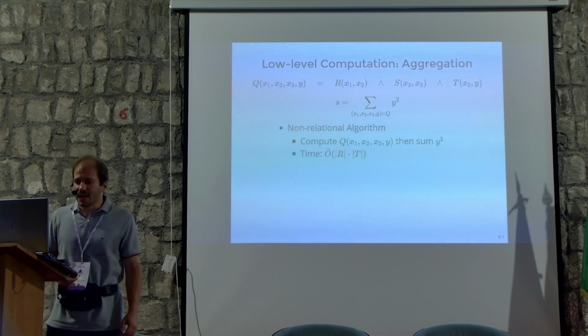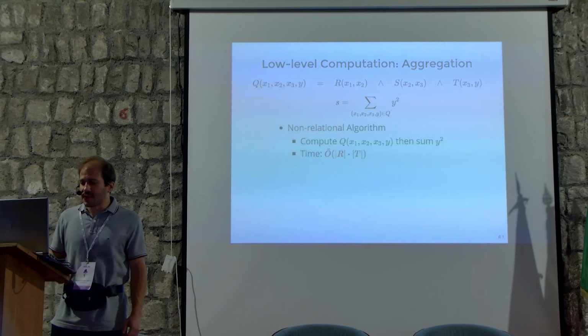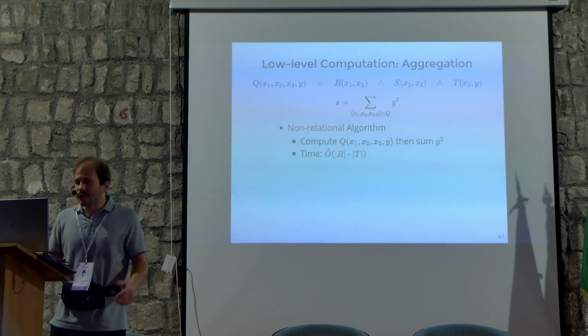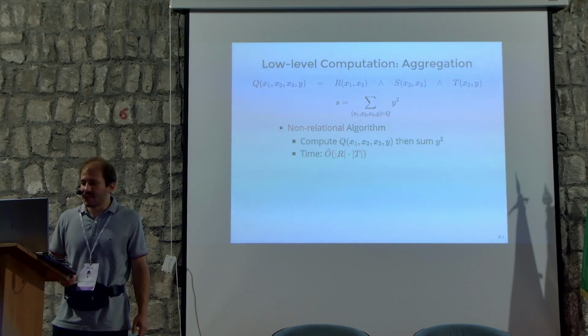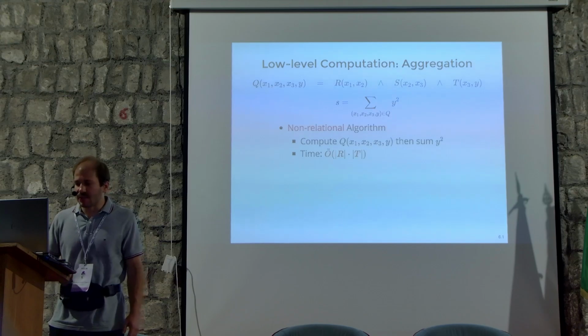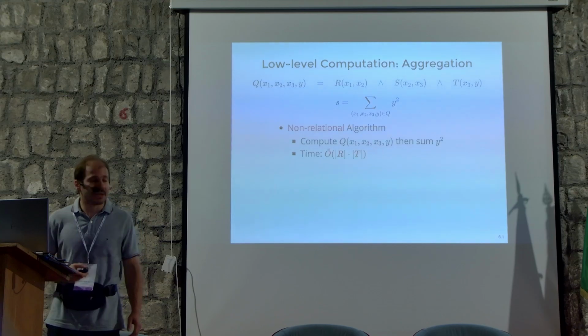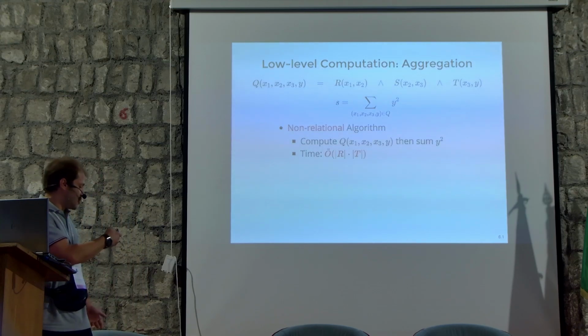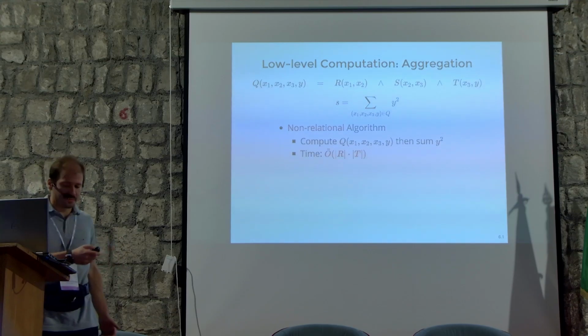And a non-relational algorithm would basically compute this by explicitly computing the output of the query using a database engine and then summing y squared. But this would take quadratic time in this example, potentially higher in other examples, because in the worst case, the output size itself could be up to all combinations from R and T.